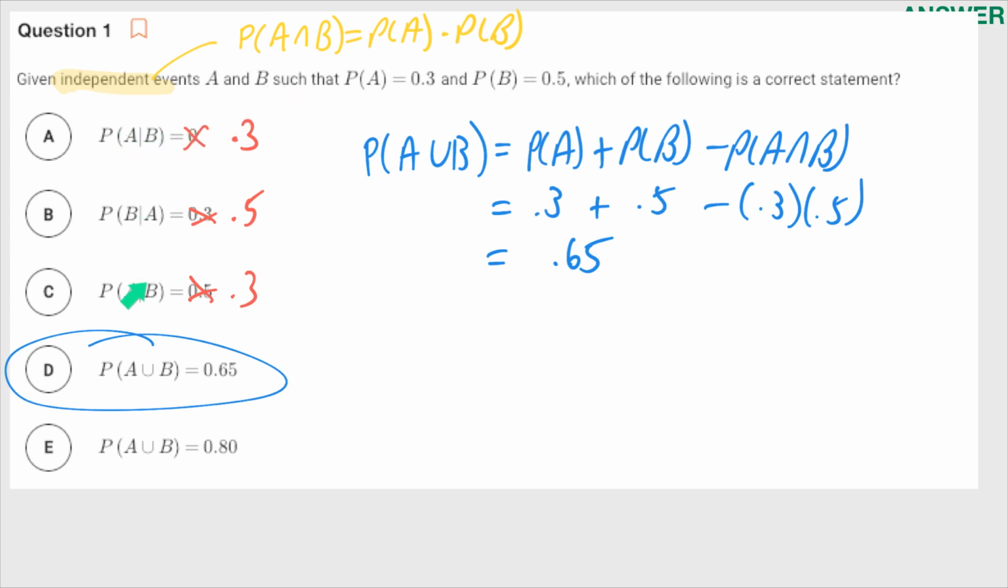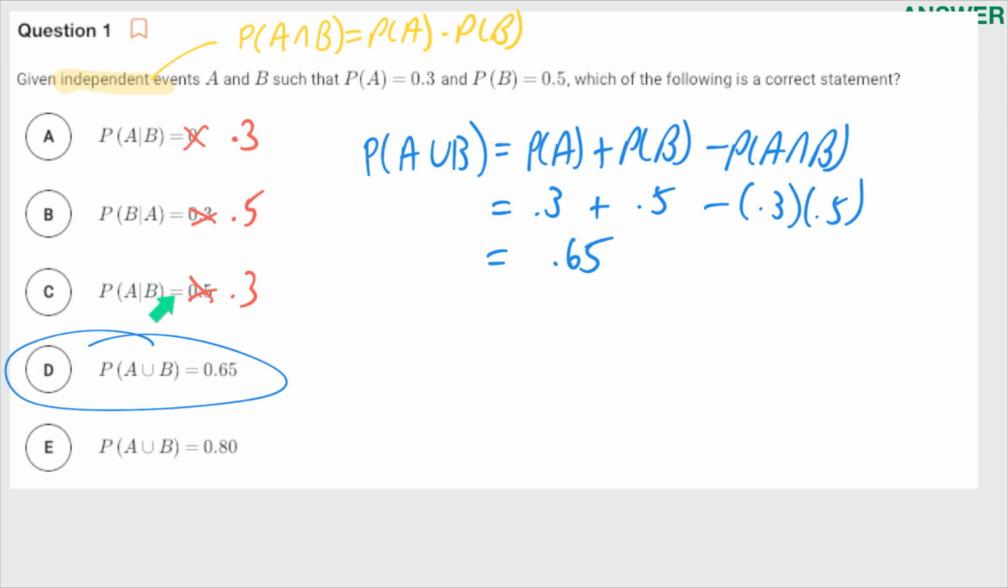But the first 3 options all talk about conditional probabilities. With independent events, conditional probabilities mean that the first letter is unaffected by the second. In other words, the probability of A given B is just going to be the same as the probability of A. The probability of B given A is not going to affect B, so it's just the probability of B, and that one's not correct. And same for the third one. The probability of A given B in independent events means that B has no effect, so it would just be the probability of A, which should be 0.3.